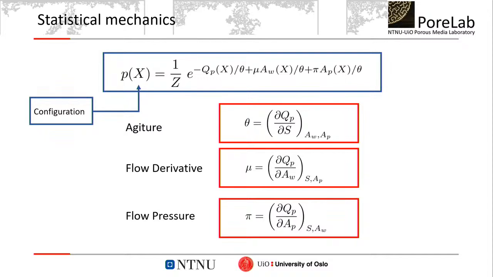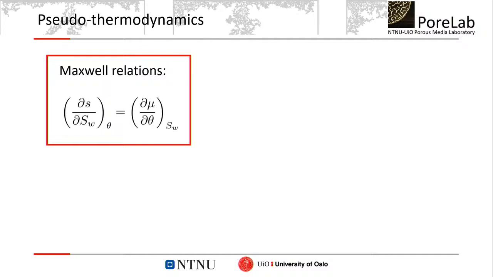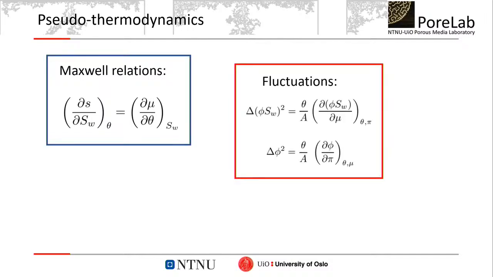I have a system here, and I can slice it like this. You can actually construct this way of doing things for other systems too. Fully developed turbulence in a channel is another example that we're working on. But anyway, you get these kinds of things. You have Maxwell relations. Here's the entropy, here's the saturation, here's the flow derivative, and here's the agitor. So you get these kinds of out-of-the-blue equations. You can control the fluctuations.